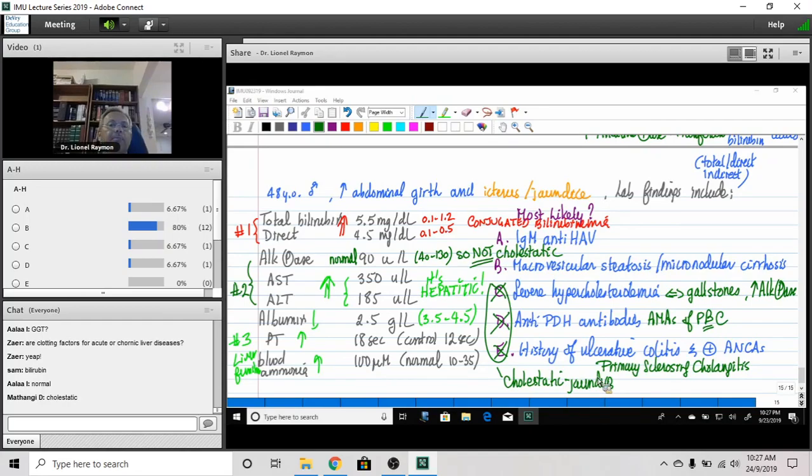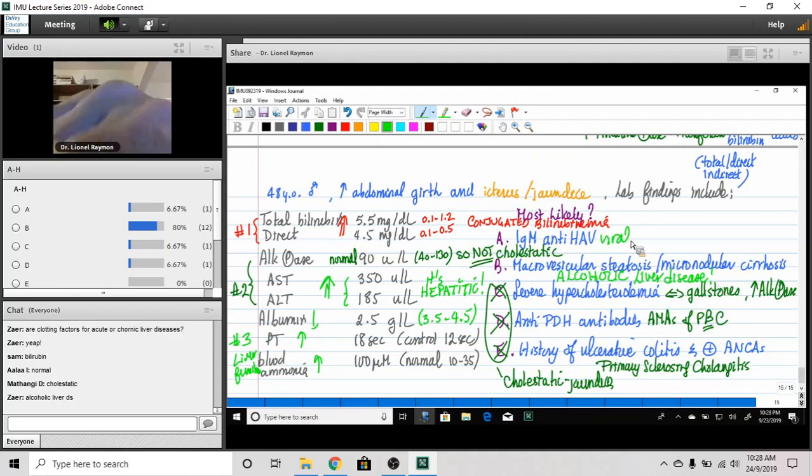Now, both A and B would have been hepatic. What is it that makes you decide B? Macrovesicular steatosis, micronodular cirrhosis, of what as a cause? Alcoholic liver disease. Whereas IgM anti-HAV, that would be a viral hepatitis. So I do agree with you.